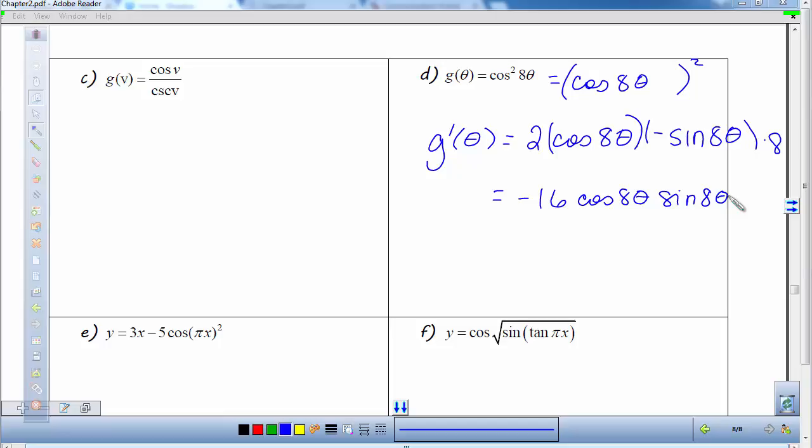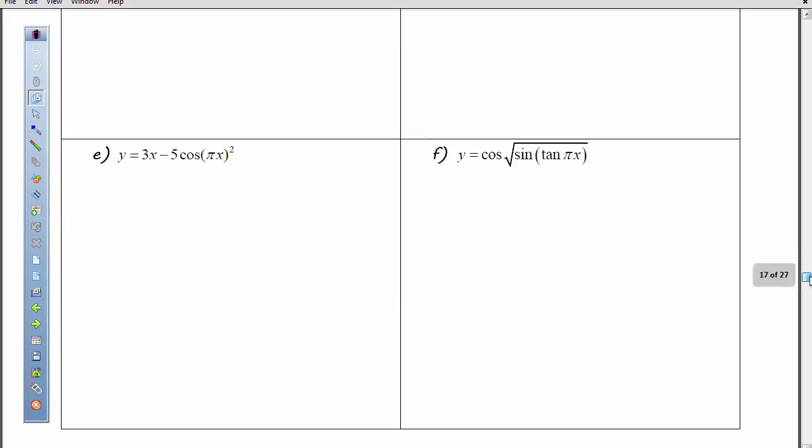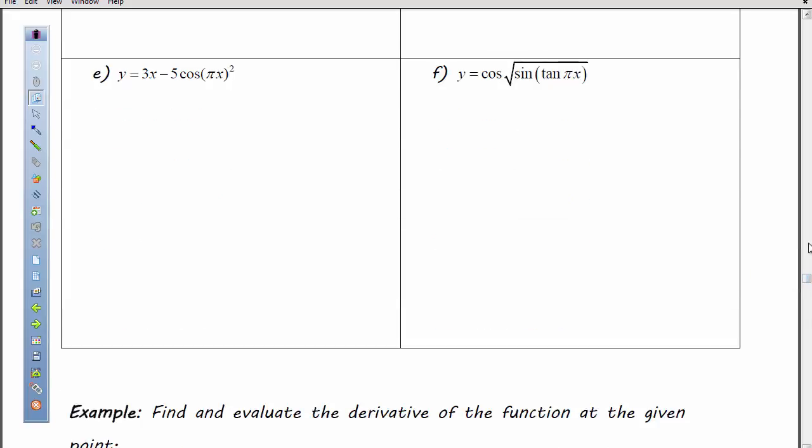All righty. What about E? y equals 3x minus 5 cosine pi x squared. Let's first analyze our problem. What do you note about the structure of our problem? What kind of rules do you think we're going to use? Product? The exponent rule. Okay, we'll be using our power rule at some point.